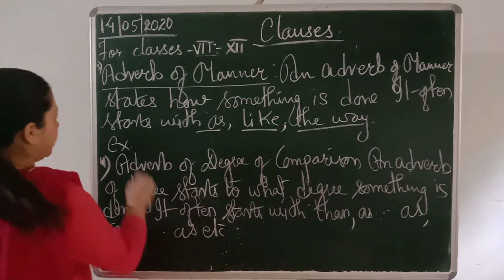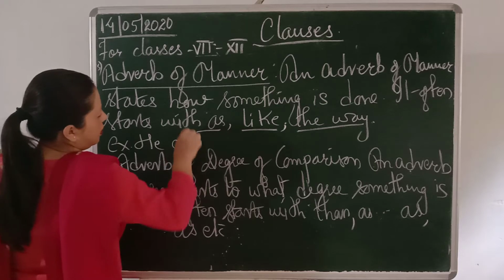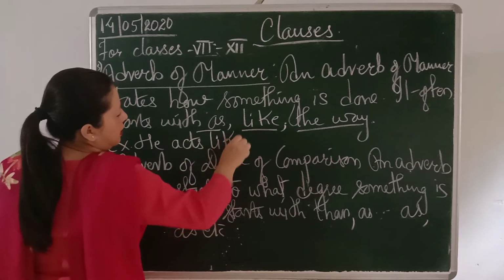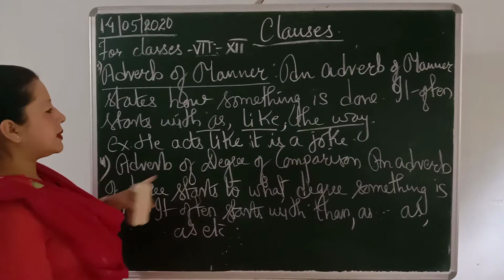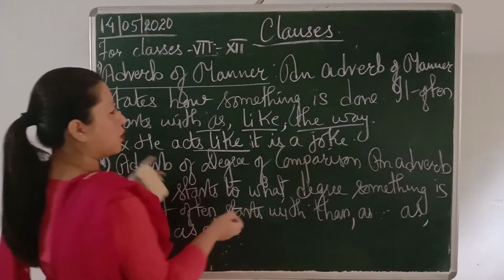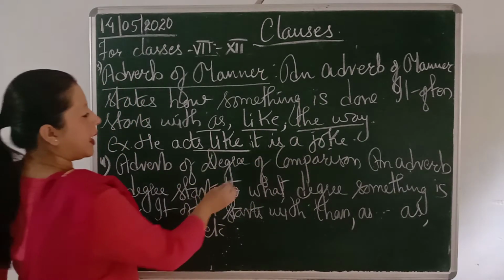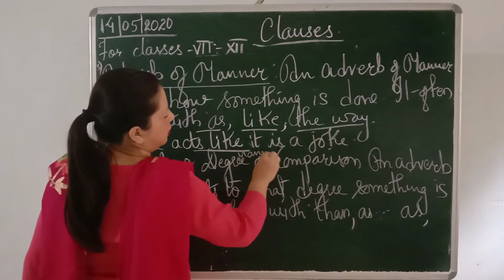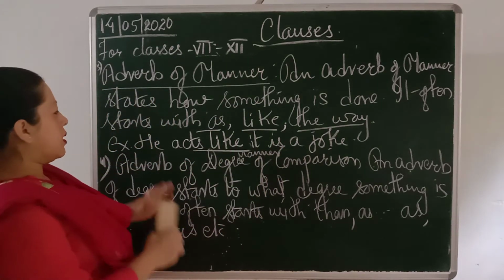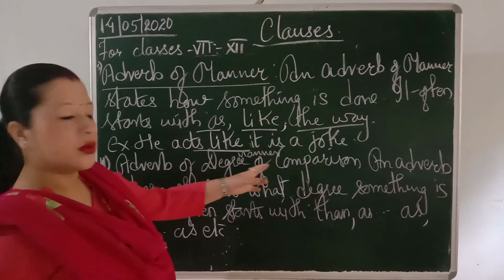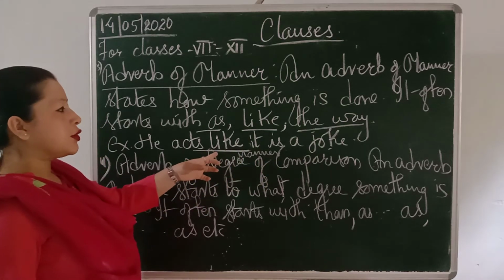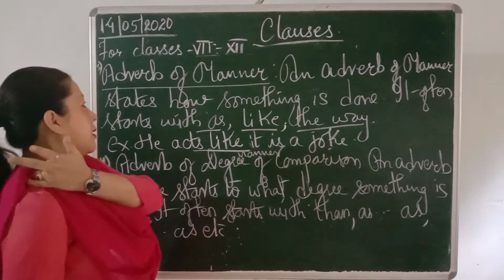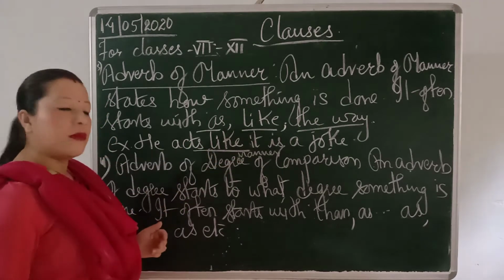For example, he acts like it is a joke. So here the word like is an adverb of manner. So he acts like it is a joke. So this adverb of manner is used in between this sentence to give this sentence a complete meaning. And this became an adverb of manner.